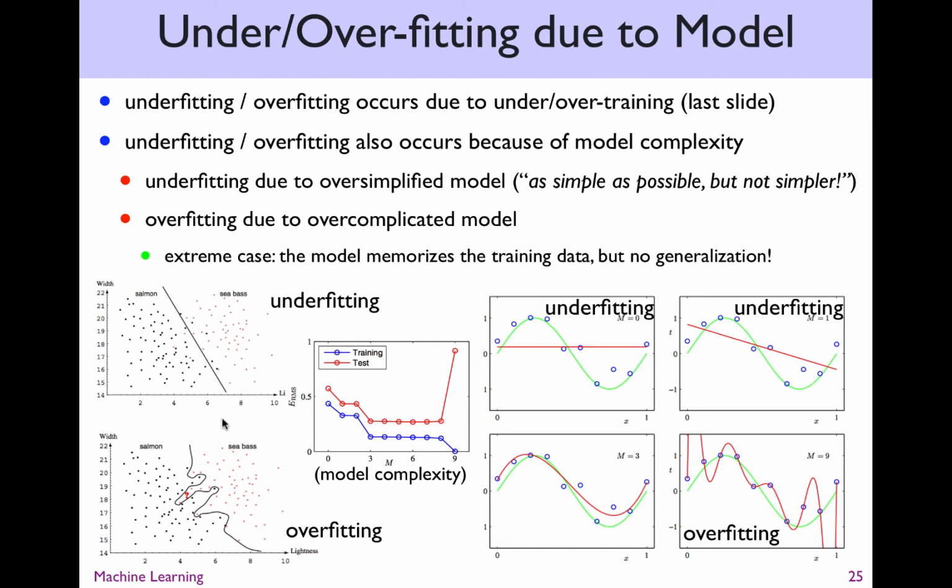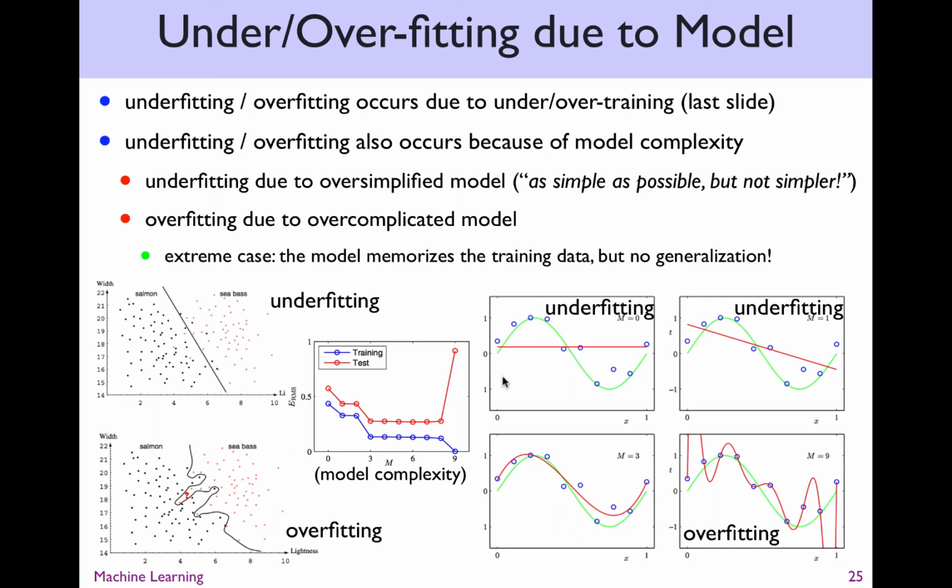On the other hand, overfitting can occur if you have an overcomplicated model. And as the extreme case, a model that memorizes the whole training data would have no generalization power at all. So if you remember the salmon example, this very zigzag, highly nonlinear curve is definitely overfitting. Because if I give you a new example that you have not seen previously, chances are that you would mislabel it, even though you correctly labeled every single training data, right?